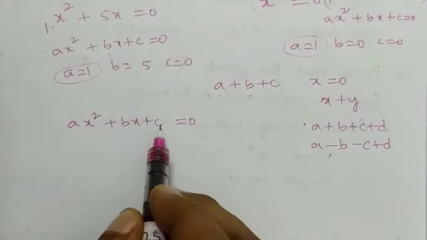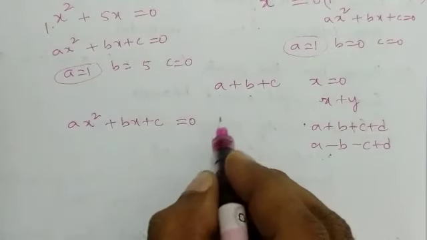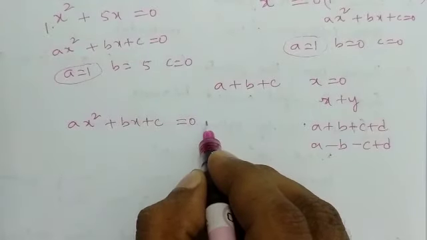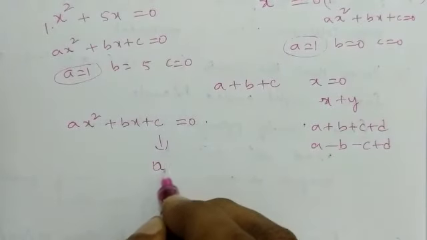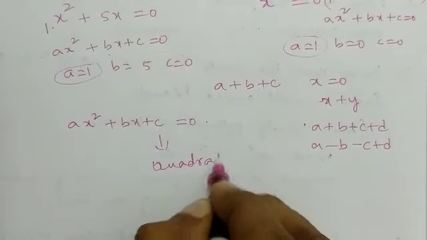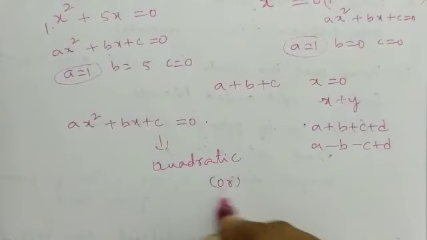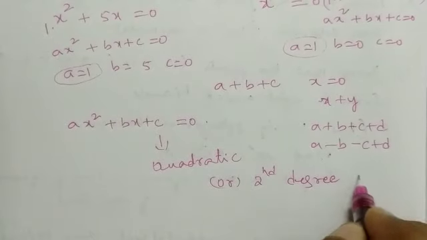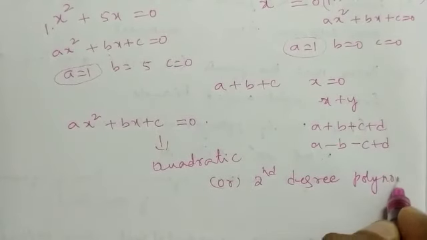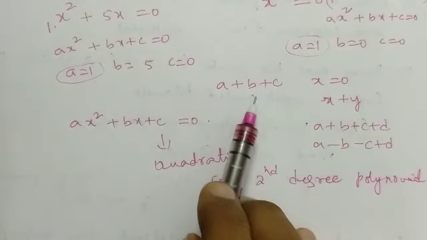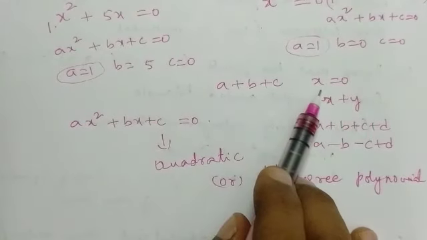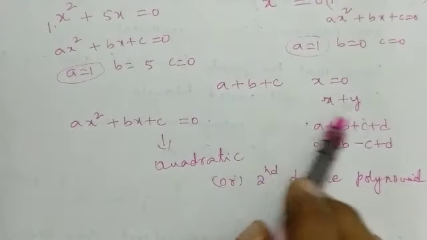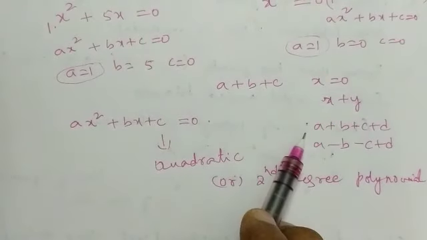So 3 terms, highest power 2, we call it quadratic or second degree polynomial. See, more than one, 2, 3, 4. More than one, in general we can name it polynomial.